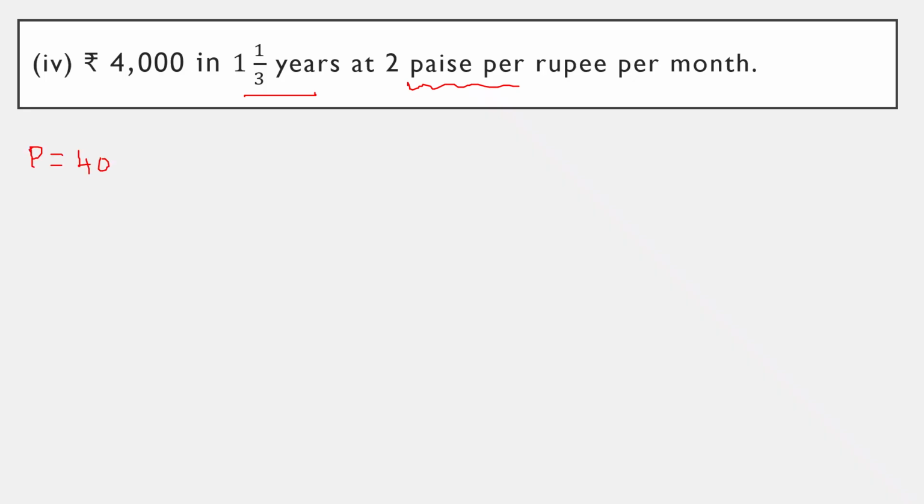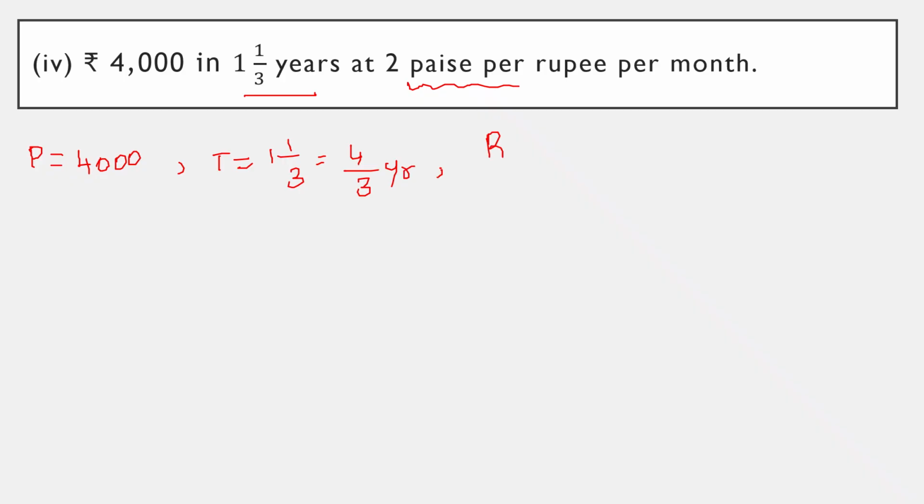So our principal is 4000. Now the time period is what? 1 by 3. So how can I convert this mixed fraction to an improper fraction, right? What will be the answer? It's going to be 4 by 3 year.